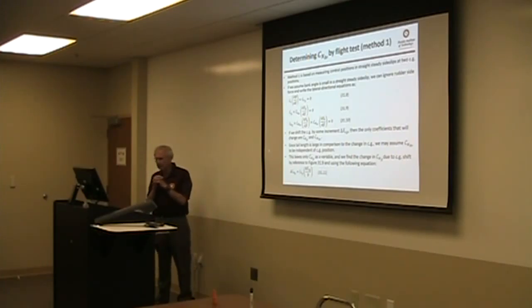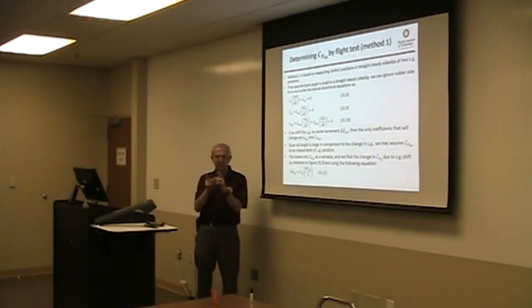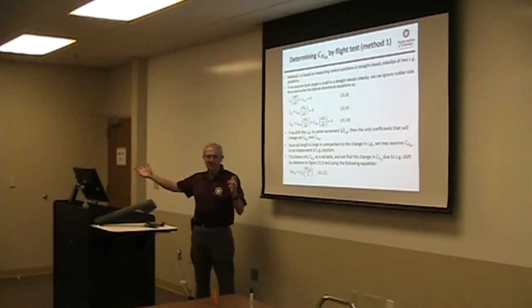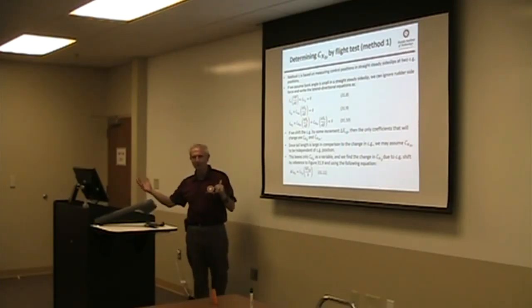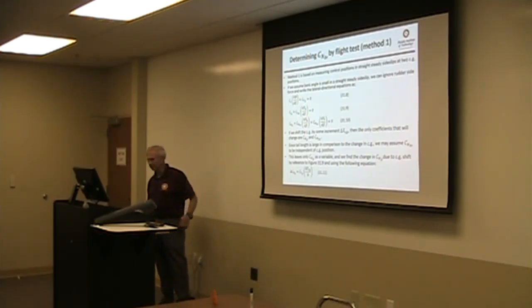And since the tail length is large in comparison to the change in CG, you know, change in CG probably, what, a couple inches? How long is a tail? I mean, it's well over 100 inches, okay? So compared to our CG change, it's large. And we can assume Cn delta R to be independent of the CG position. And that leaves those equations with only Cn beta as a variable.